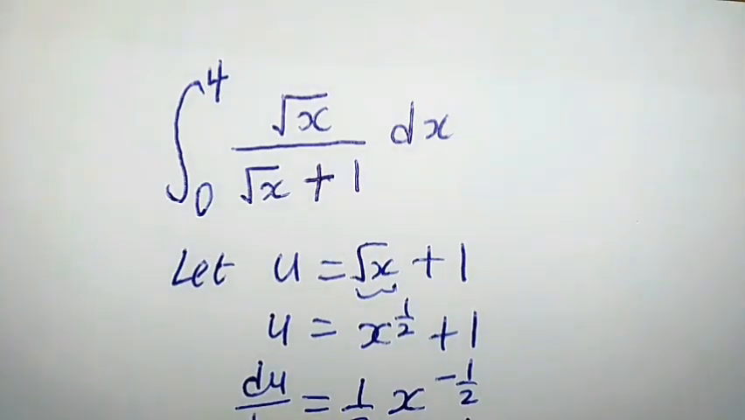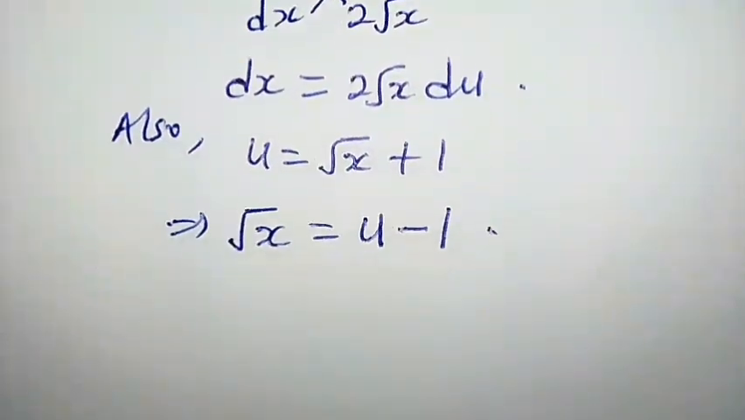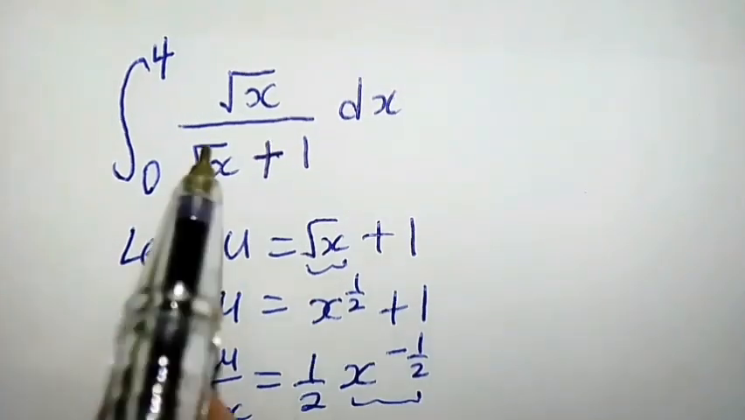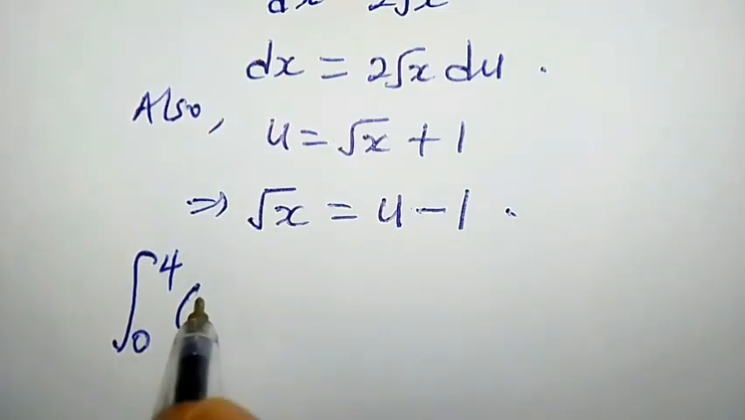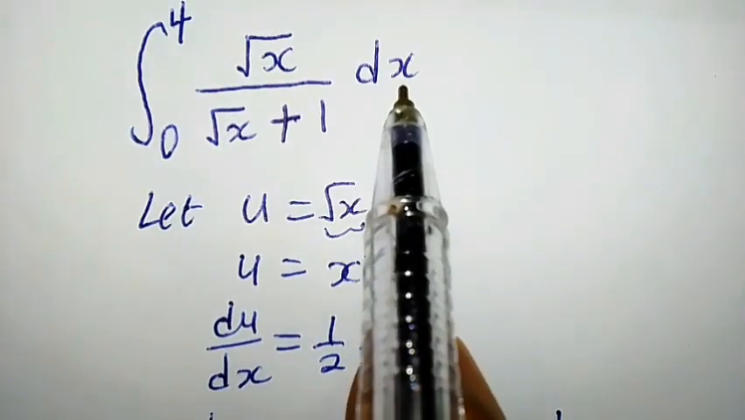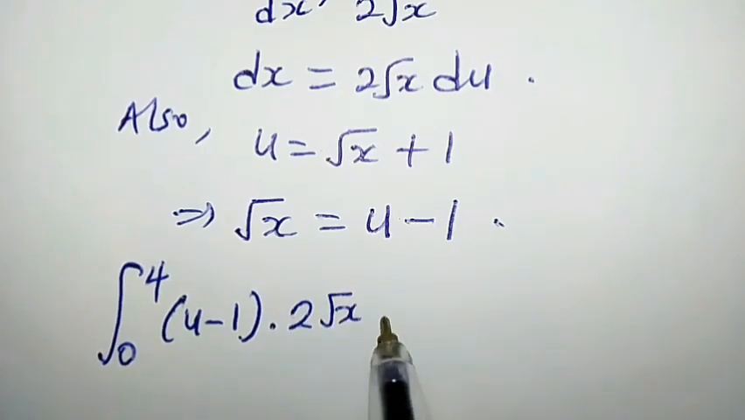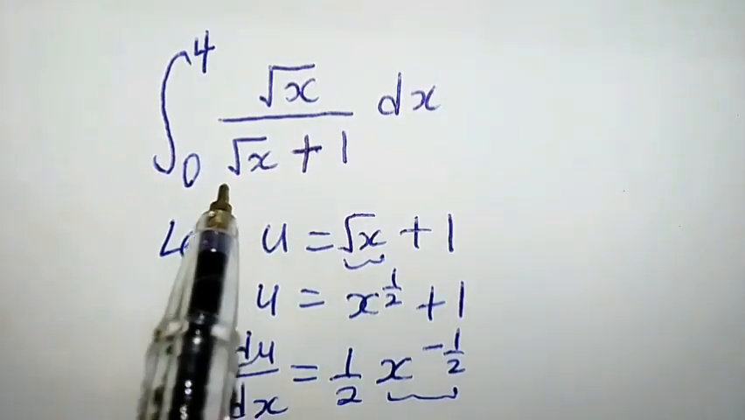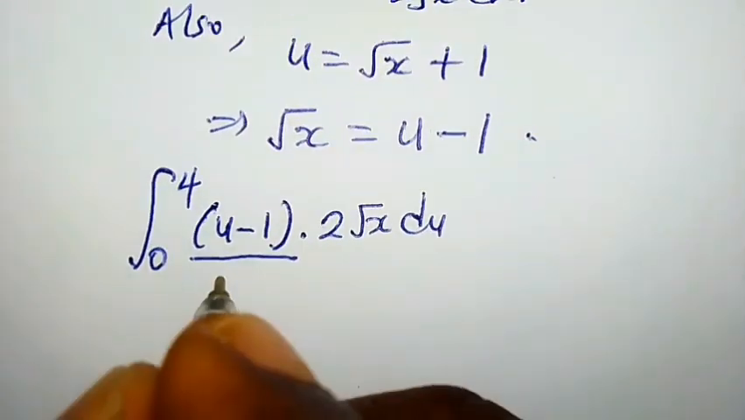We have integral of square root of x over square root of x plus 1 with respect to x, integral from 0 to 4. We will now replace this square root of x with u minus 1. So we have u minus 1 times, also we will replace this dx with this guy, 2 root x du, all over. We will now simply replace this square root of x plus 1 with u. Let's do that. So we have u.